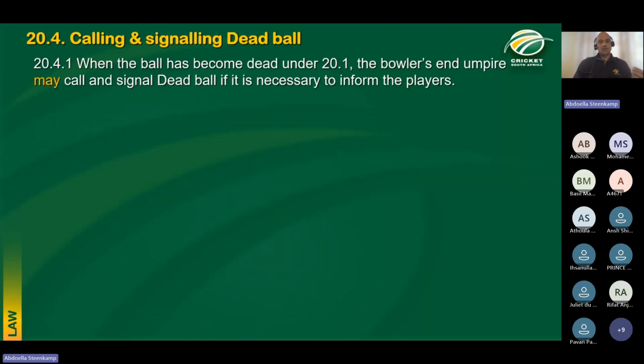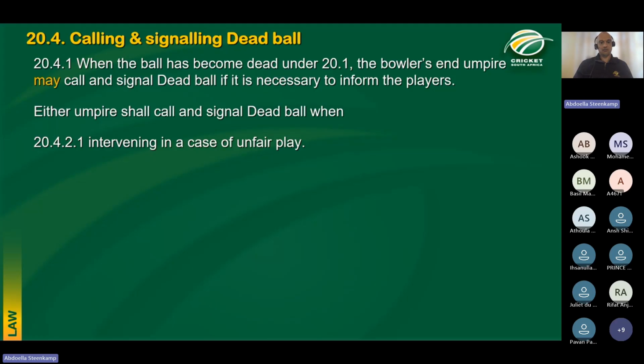There are times where the umpire needs to call and signal dead ball to inform players that the ball is now dead. What are those instances? There are 14 of them. Firstly, if you are going to intervene because of unfair play, before intervening, call and signal dead ball. Then go and intervene and sort out the unfair play. It's because as soon as you utter dead ball, anything that happens after that is irrelevant.